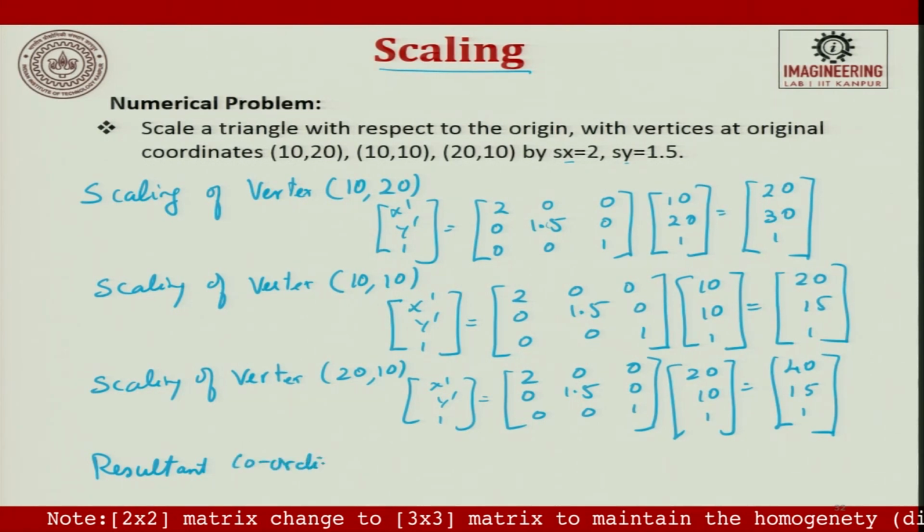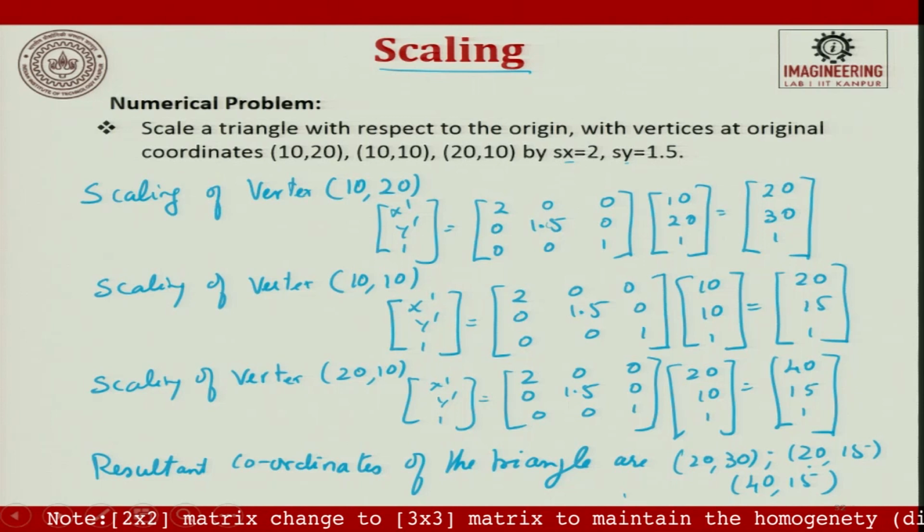So, now the resultant coordinates of the triangle are (20, 30), (20, 15), (40, 15). Fine. So, till now we have seen two types of transformation, one is translation, the other one is scaling.